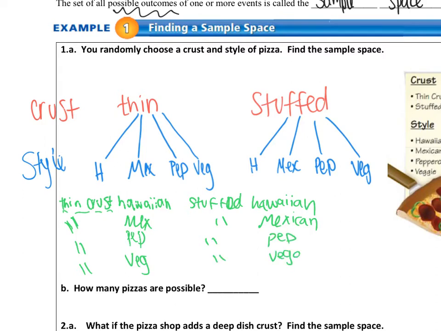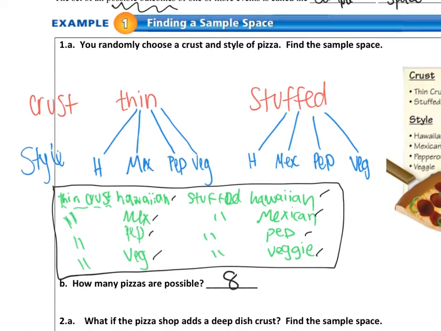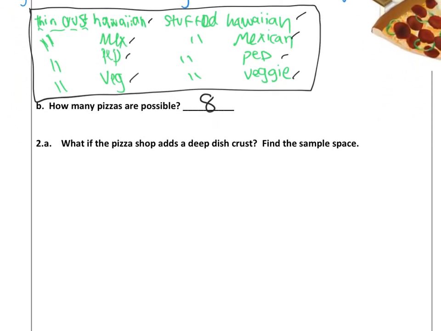Okay, so I know it's a little time consuming listing out all these different options, but when it says find the sample space, this is what it's asking for. So this is a sample space of the situation. So how many different pizzas are possible? We have 1, 2, 3, 4, 5, 6, 7, 8. 8 are possible. Now it says, what if the pizza shop adds a deep dish crust?